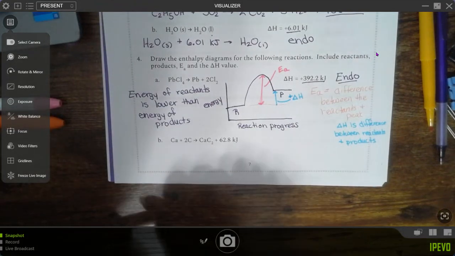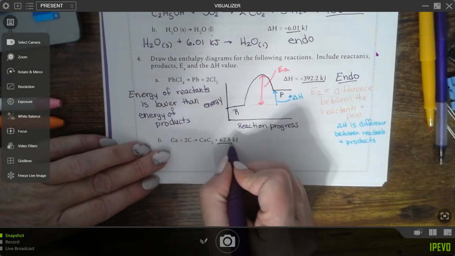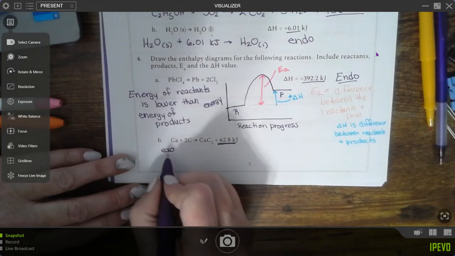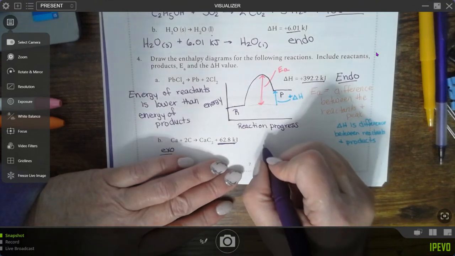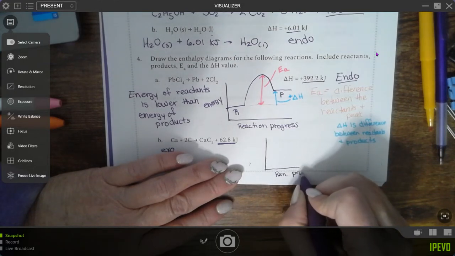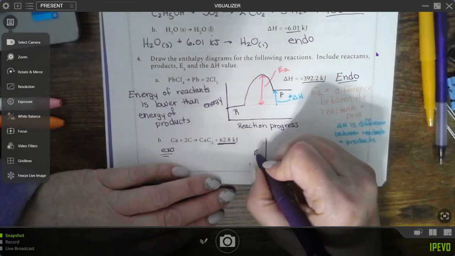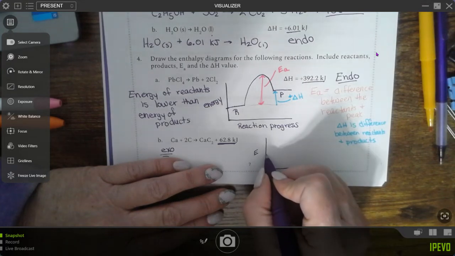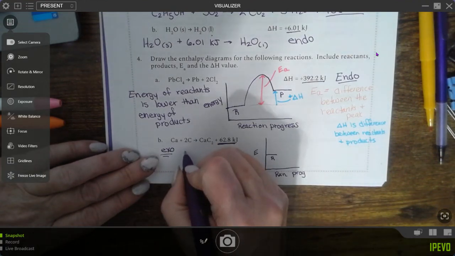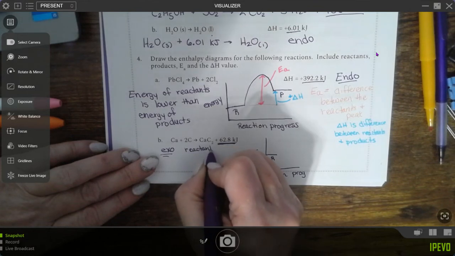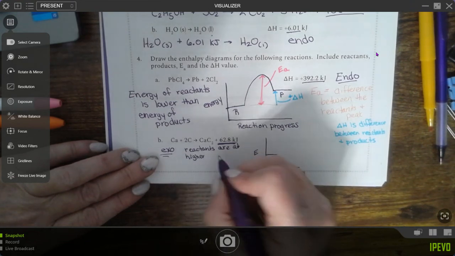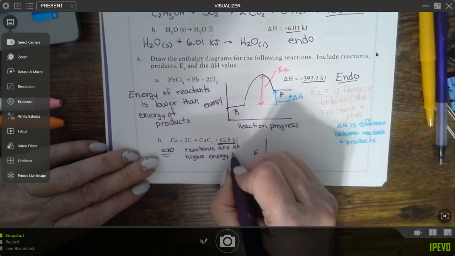Okay, so now we're going to draw a second enthalpy diagram. Okay, and in this case, our energy is on the product side. So this is going to be an exothermic example. Okay, and I'm going to have to draw it small because I didn't leave us a lot of room. Okay, but we can say our reaction progress and energy are our axes. We're going to start with our reactants. Okay, in an exothermic reaction, okay, the reactants are at higher energy than the products.